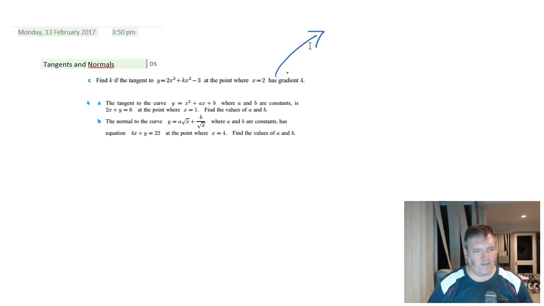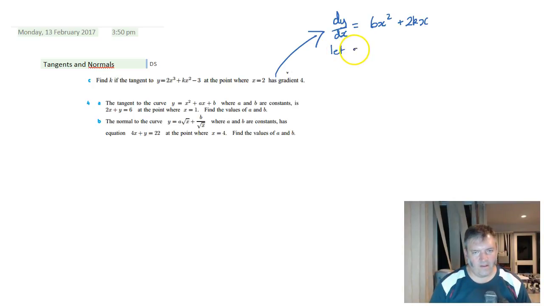So, the gradient of the tangent to that particular function is just the gradient of the derivative. So let's find the derivative. dy/dx is going to be 6x squared plus 2kx, and the derivative of 3 is 0, so that's okay. 3 by 2 is 6, so it was 6x squared plus 2kx, and we know when x equals 2, the gradient equals 4.